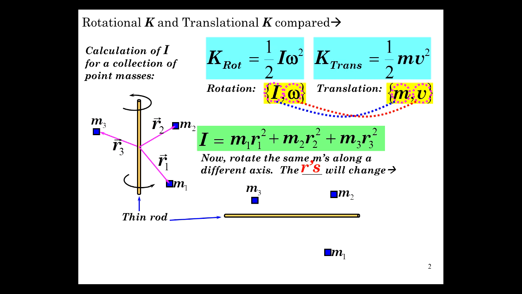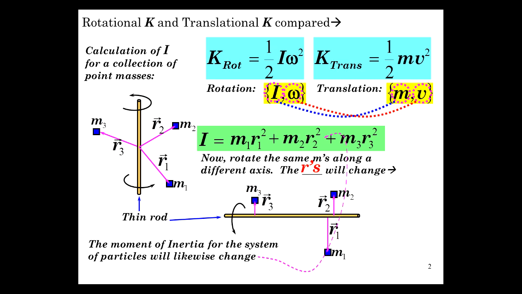But because we've rotated the rod 90 degrees, the radii are going to be different to the three masses. So here they are, R1, R2, R3. If that didn't make a lot of sense, don't worry about it because it doesn't matter. The point is, around a different axis of rotation, the radii are going to change. And if the radii change, then of course the moment of inertia will change as well for that system of particles. So we'll be using that in maybe easier to understand examples going forward.